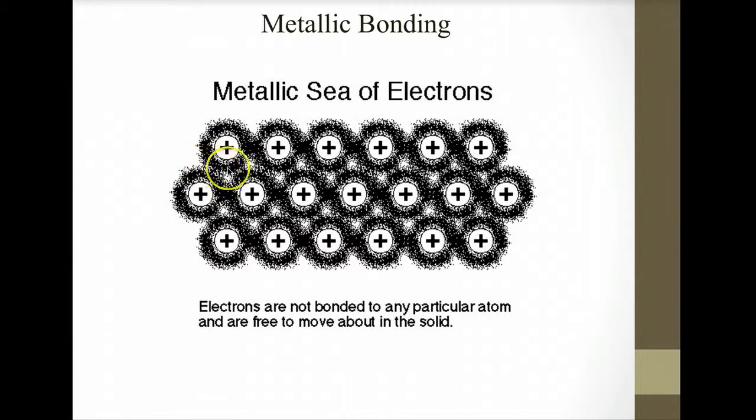So when atoms of metals bond together, you have all these electrons in between them, that just hang out in between them. And they're not really bonded to any particular atom. They're free to move about in the solid. So we see a pictorial diagram of it right here. And because you have all these electrons that are hanging out between these atoms of a metal, that gives them special properties that we need to know about.